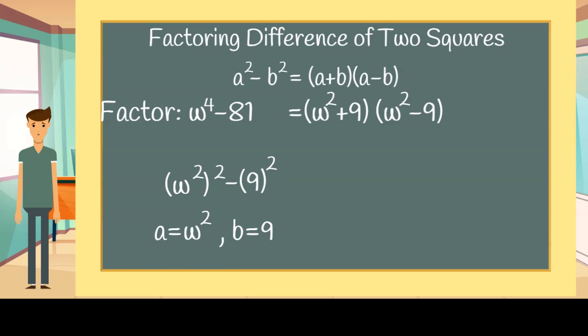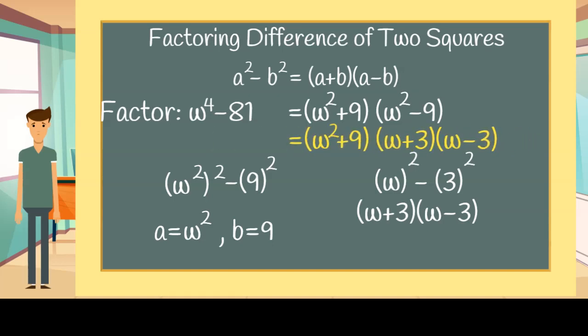The second factor w squared minus 9 is still factorable using difference of two squares. Using the pattern, its factored form is w plus 3 times w minus 3. Therefore, the complete factorization of the given polynomial is w squared plus 9 times w plus 3 times w minus 3.